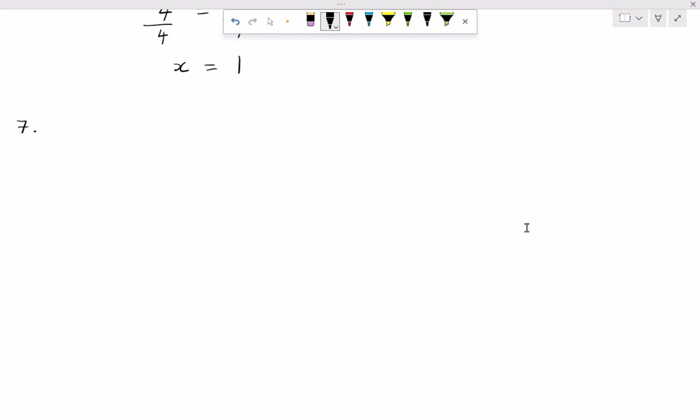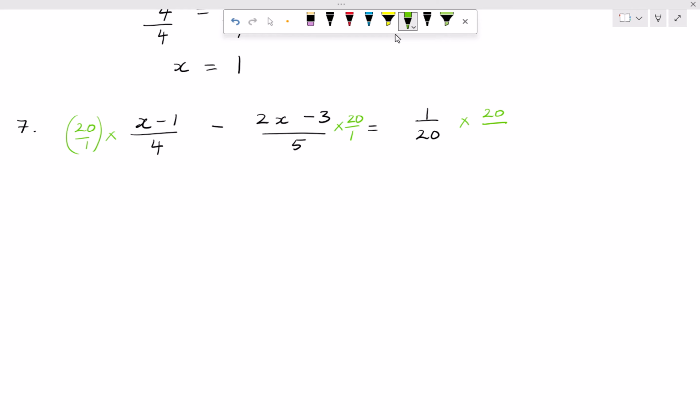The last example, we have x minus 1 over 4 minus 2x minus 3 over 5 is equal to 1 over 20. So now we have 3 denominators, okay? So the principle is the same. We look for the lowest common denominator of 4, 5, and 20. And that common denominator is 20. So you multiply this by 20. You also multiply this by 20. And you also multiply this by 20.